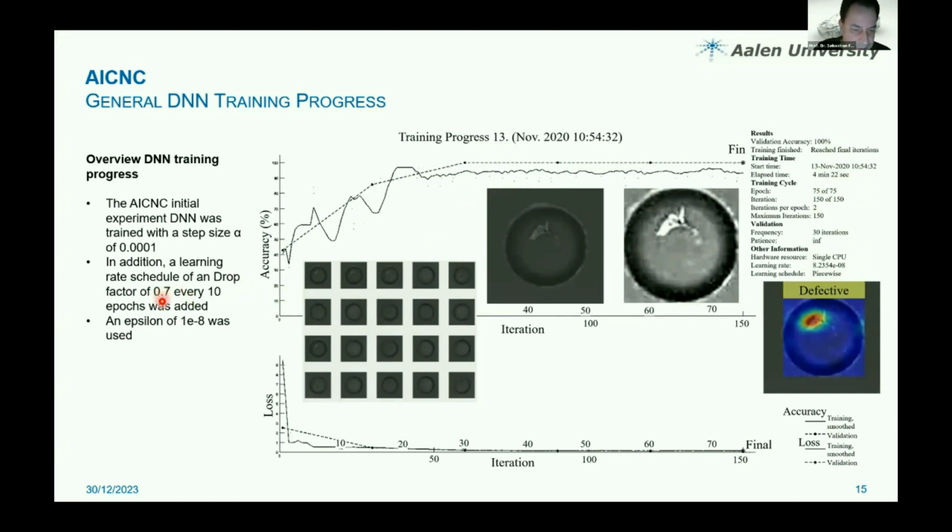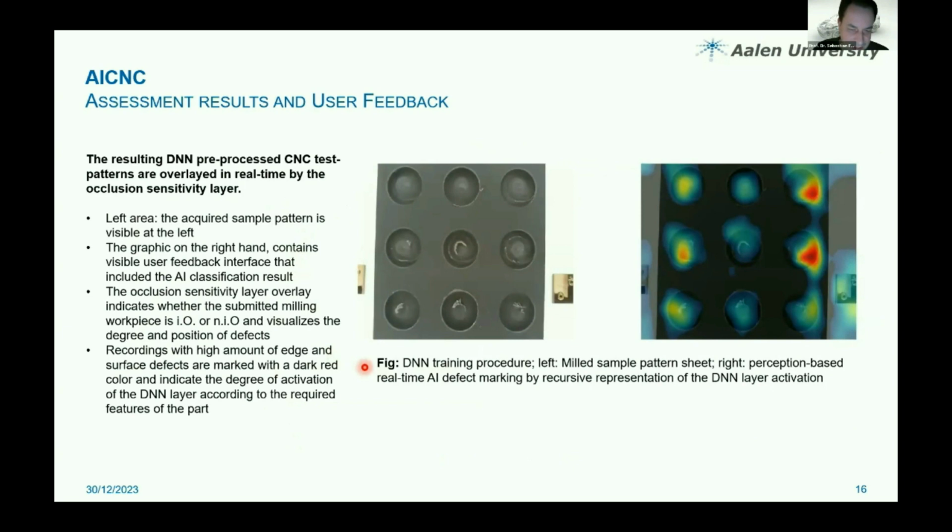And here you see a little bit of the parameter settings. We had a drop factor of 0.7 every 10 epochs, and so on, and we have the epsilon of 1e minus 7. And you see, also here's the training accuracy, and here's the loss rate. We didn't have so many sample patterns at this time, and so yes, the network is not so well trained, but it's okay for us.